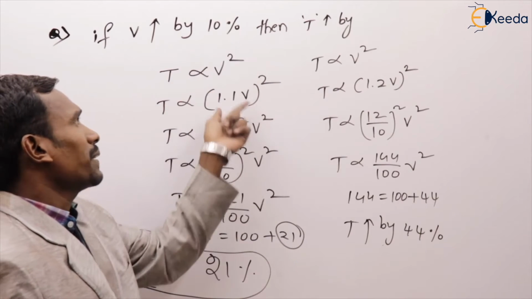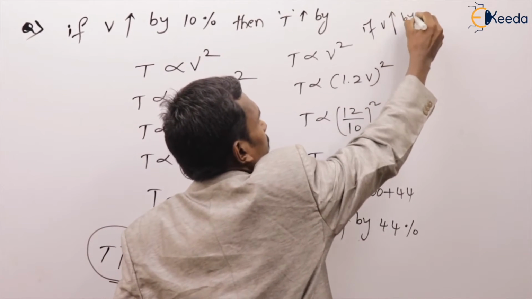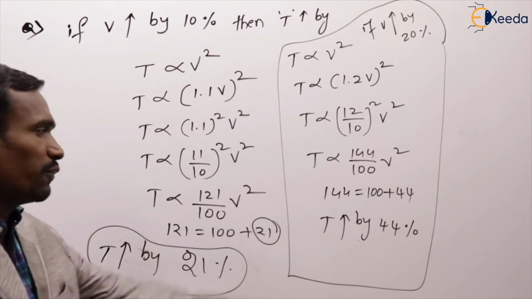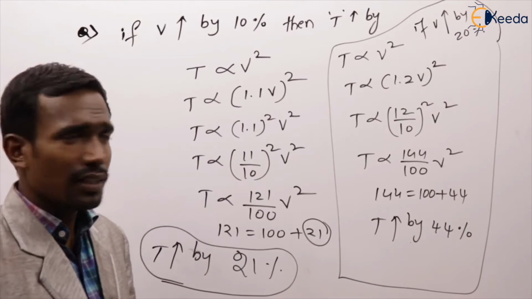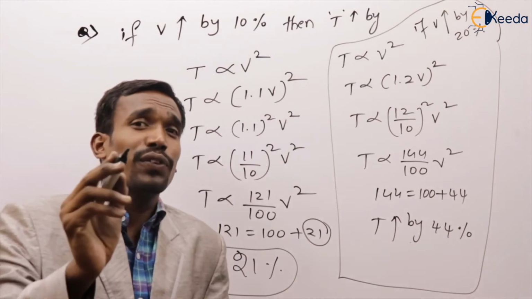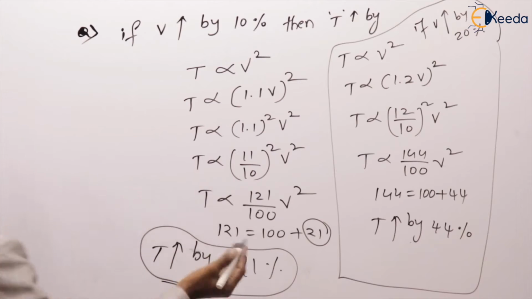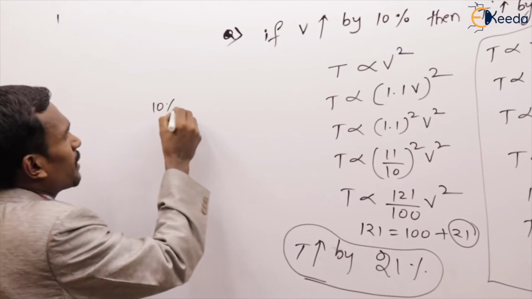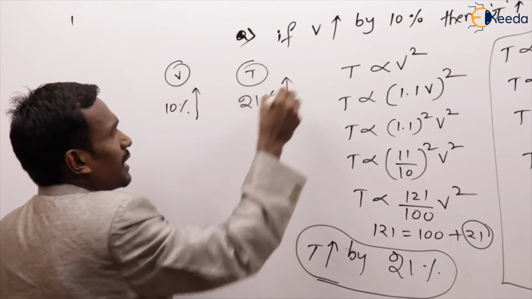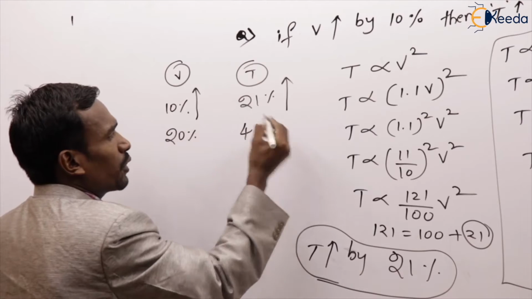Like that we can calculate any values. If voltage increased by 10%, this is the answer. If voltage increased by 20%, then torque increased by 44%. Right? Calculated? We already calculated eddy current losses directly proportional to N square, brush frictional losses directly proportional to N square. The same answers. For example, if voltage increased by 10%, torque increased by 21%. If voltage increased by 20%, the torque increased by 44%.